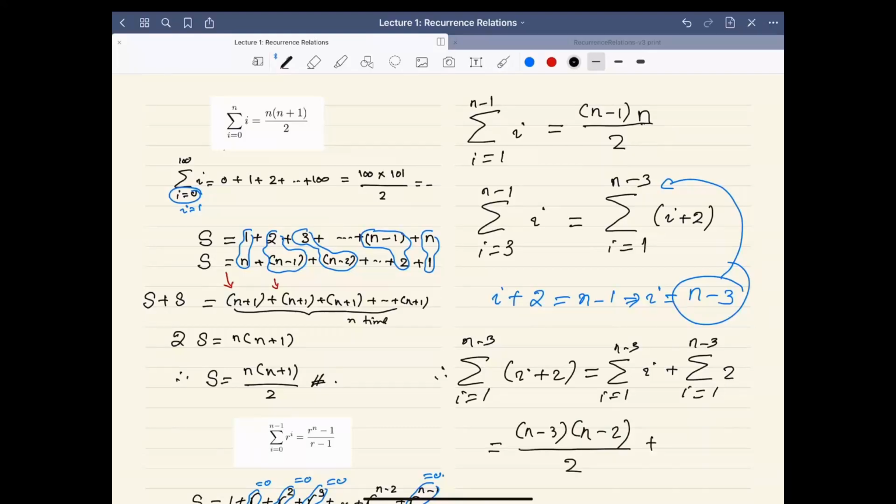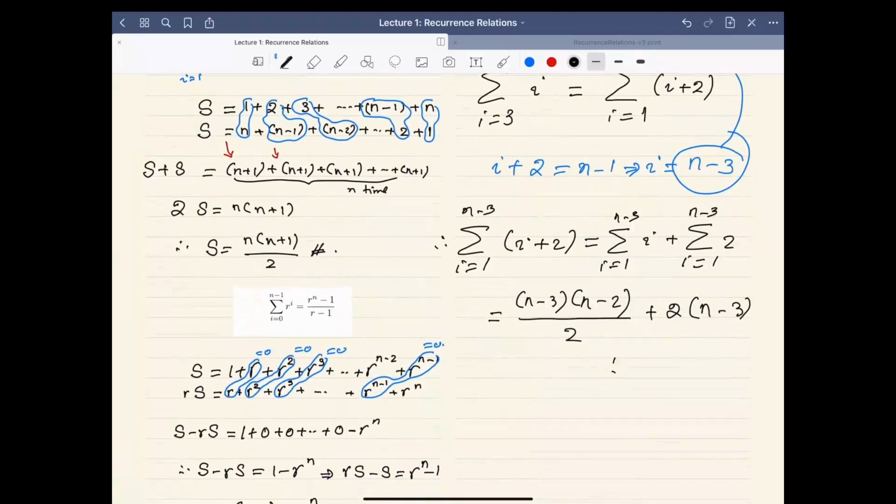Now for the second term, this is a constant, so you can take it outside. The question: how many numbers do we have from 1 up to n minus 3? By subtracting both of them, n minus 3 minus 1, and then adding 1, the answer will be n minus 3. So that means we are going to multiply 2 by n minus 3. Do the simplification and you will have a closed form equation for this summation.